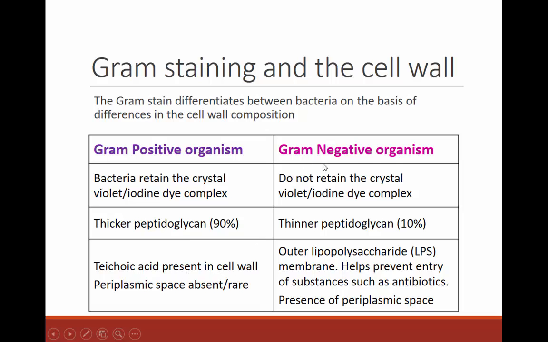Now, the gram-negative organisms don't retain the crystal violet iodine complex. It gets washed away. They've got that thinner peptidoglycan. That's why they don't retain it. And then on the outer surface, you've got lipopolysaccharide or LPS. And that actually, not only will it increase temperature with an infection, but it prevents entry of some antibiotics as well.